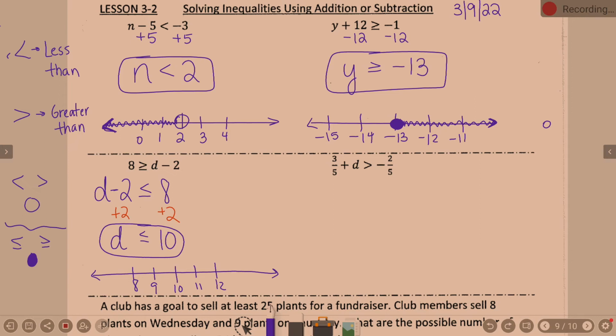This arrow, now, and here's why it's important. I put my D on the left, yes? Yep. And because I put my D on the left, I can still shade the direction my arrow points, which means I can shade to the left. And it's closed. Closed circle because it is equal to.